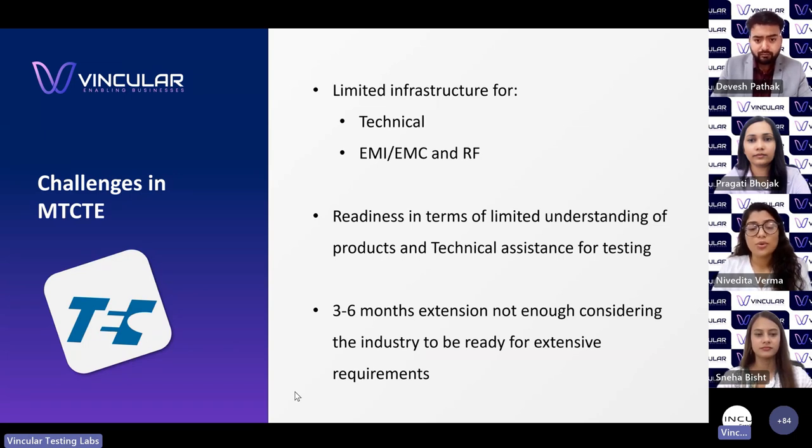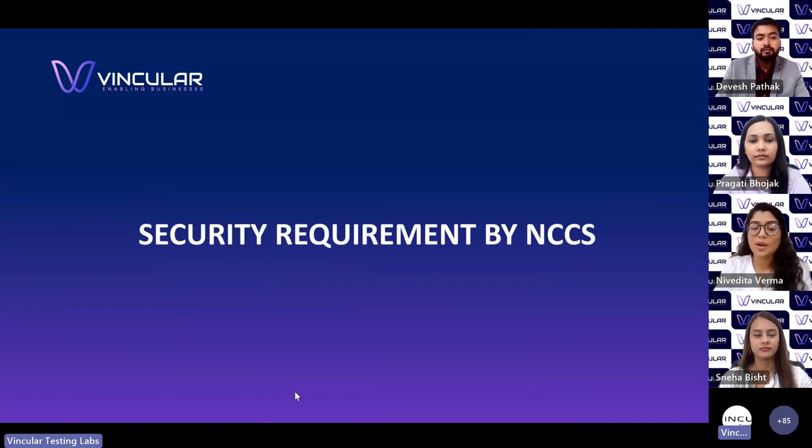However, as Pragati mentioned, going forward, there will be the requirements for ECR as well. We also need to focus on the security requirements for Wi-Fi CPE and IP routers, which will be mandatory from 1st of January 2024. I would request Devesh, security requirement expert from our team, to discuss the requirements in details. Good morning, everyone. Thank you, Nivedita and Pragati, for your valuable insights on MTCTE phase 3, 4, and 5 updates. Let me take it further from here.